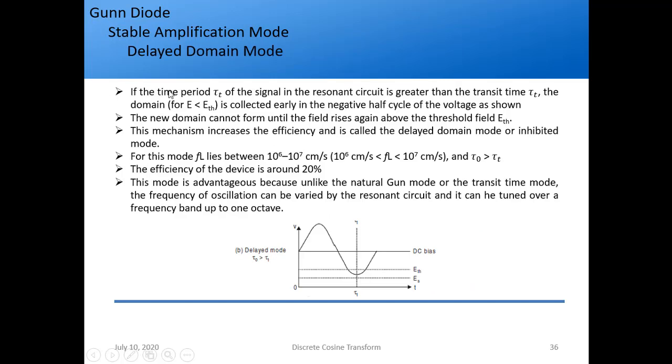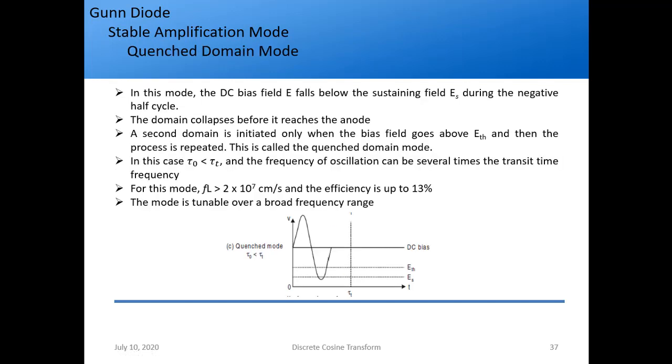So we increase the electric field. What happens? Tau naught is greater than tau t, right? So current is seen towards the anode also, and because of this, the efficiency increases. Then finally we have the quenched domain mode, where tau naught is made less than tau t, so current is not able to reach the anode. Because of this, the efficiency decreases.